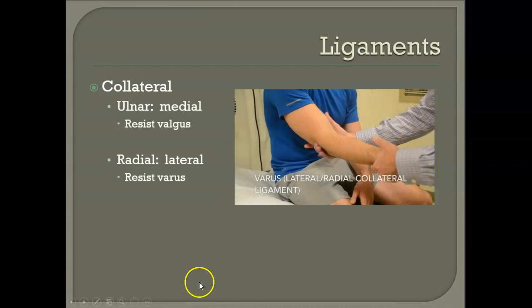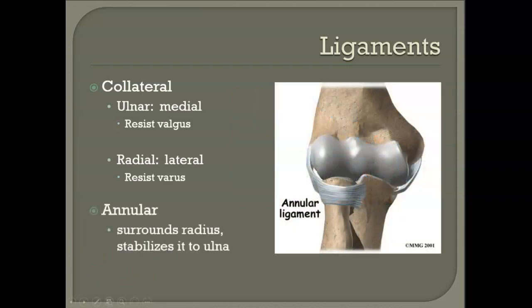Varus is just not as common, and so this is the actual varus stress test. You can see that he's pushing this part of the arm in, on this part of the arm, the joint, he's having a lateral force on it. So if that had more motion or pain, that would be the radial collateral ligament being the issue.